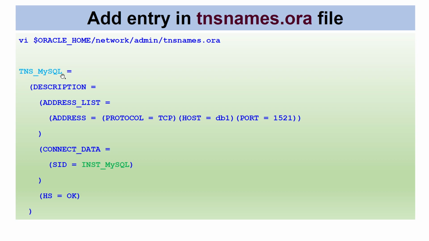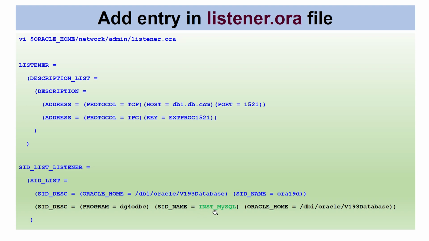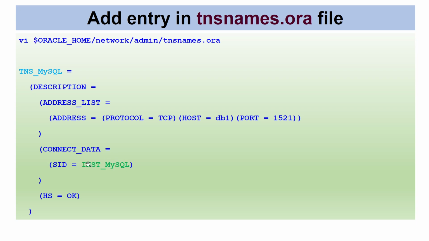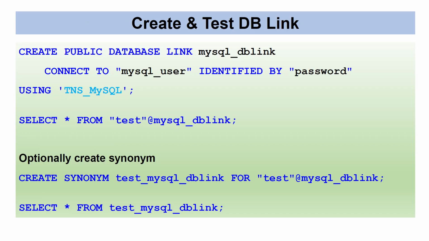Again, this is of your choice here, but the SID should match. This SID should match to this, and this should match to this. Once you have created the TNS entry, your work is done, and now you can log into the Oracle database and create and test the DB link.